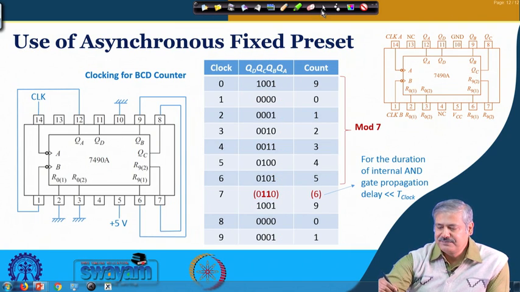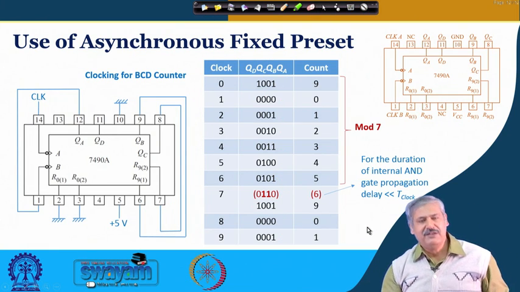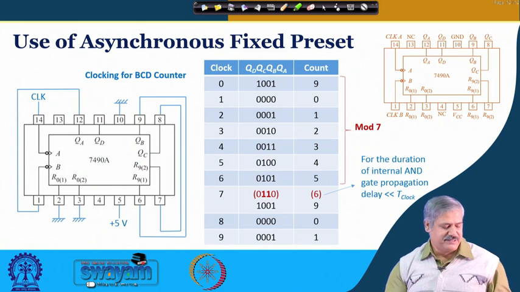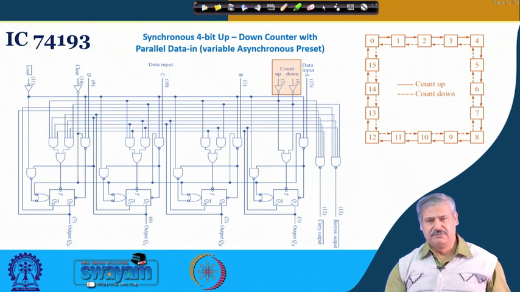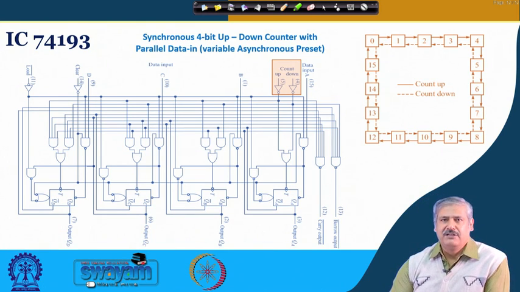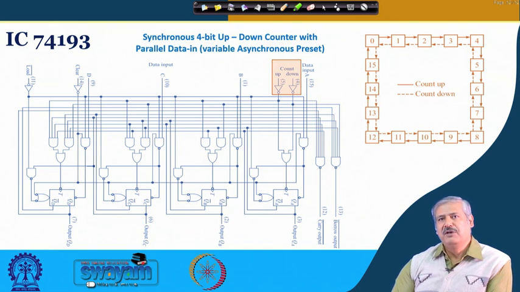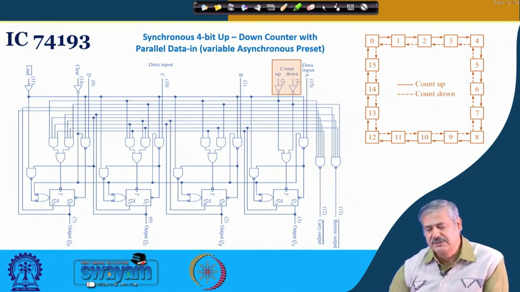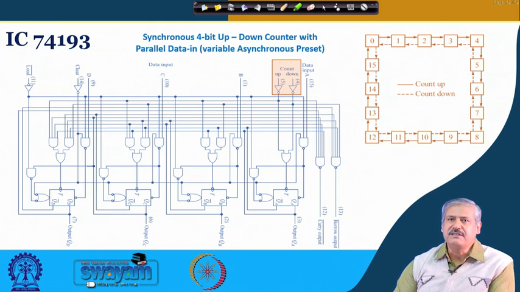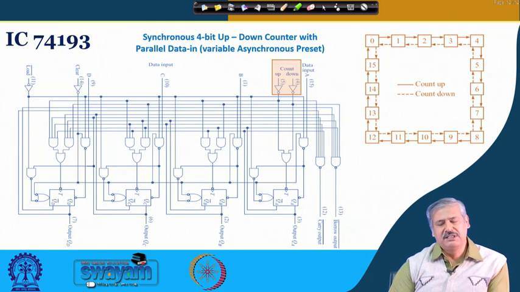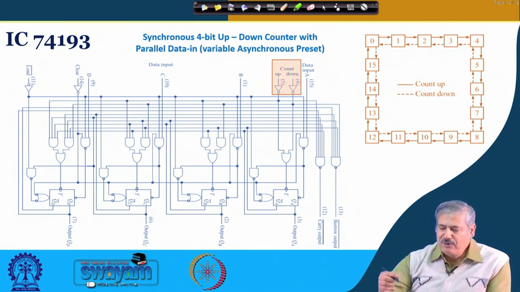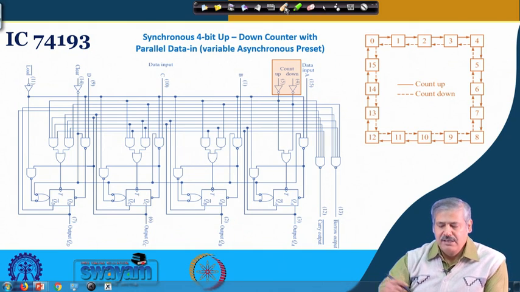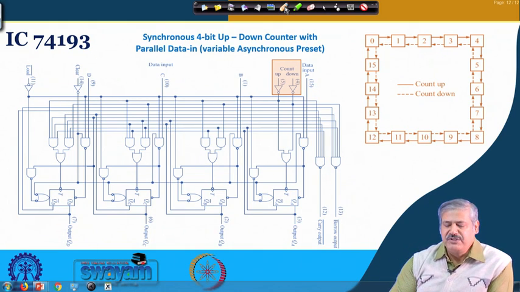Now, we look at another IC where such a preset is there, but it is a variable preset. Here there was a fixed preset. So here we have a variable preset, which means we can load numbers other than 1001. 1001 is possible, and any other number too; we shall see how it works. Okay. So this is IC 74193.